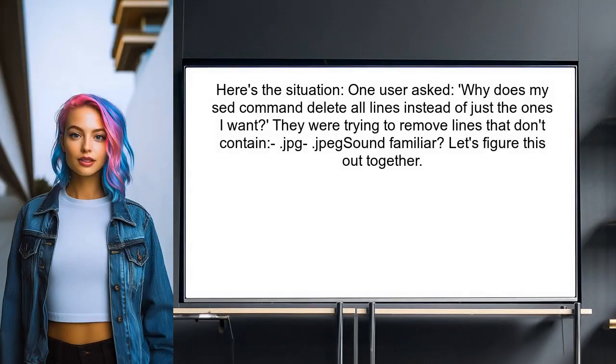Here's the situation. One user asked, "Why does my sed command delete all lines instead of just the ones I want?" They were trying to remove lines that don't contain .jpg or JPEG, but their command wasn't working. Sound familiar? Let's figure this out together.